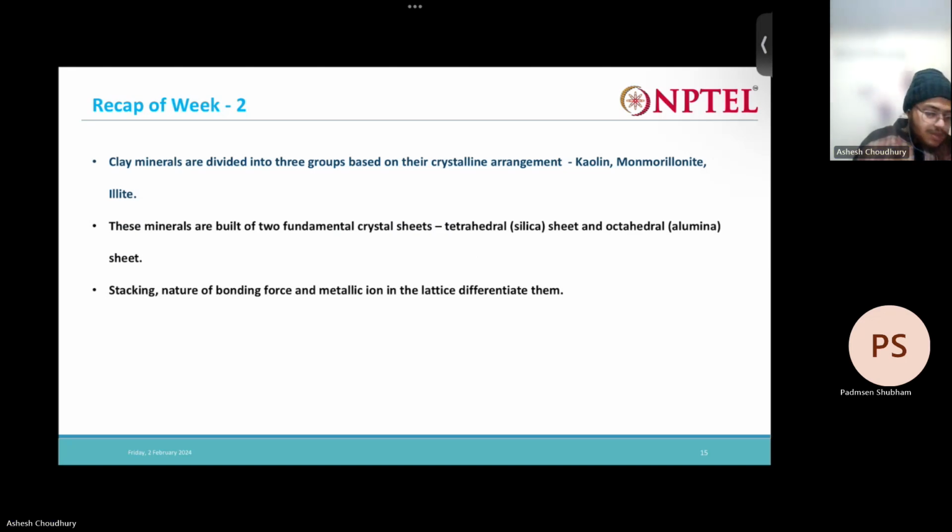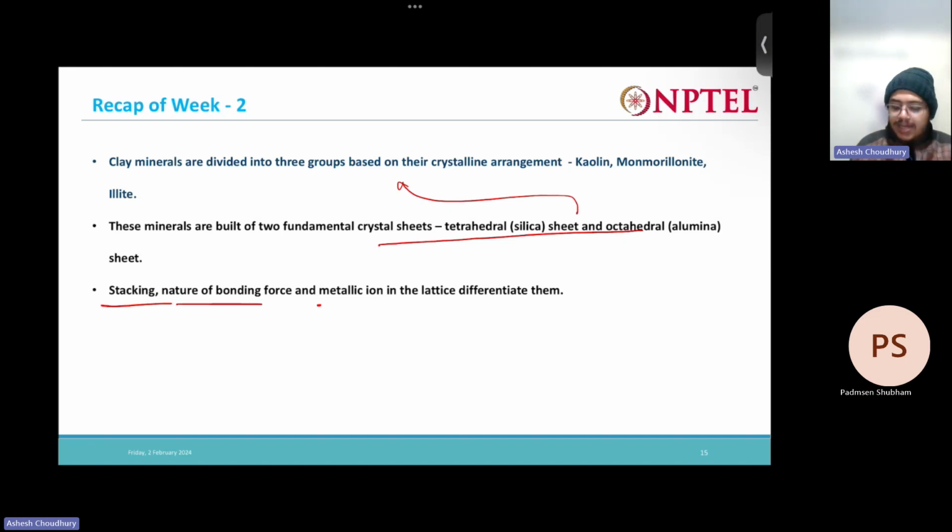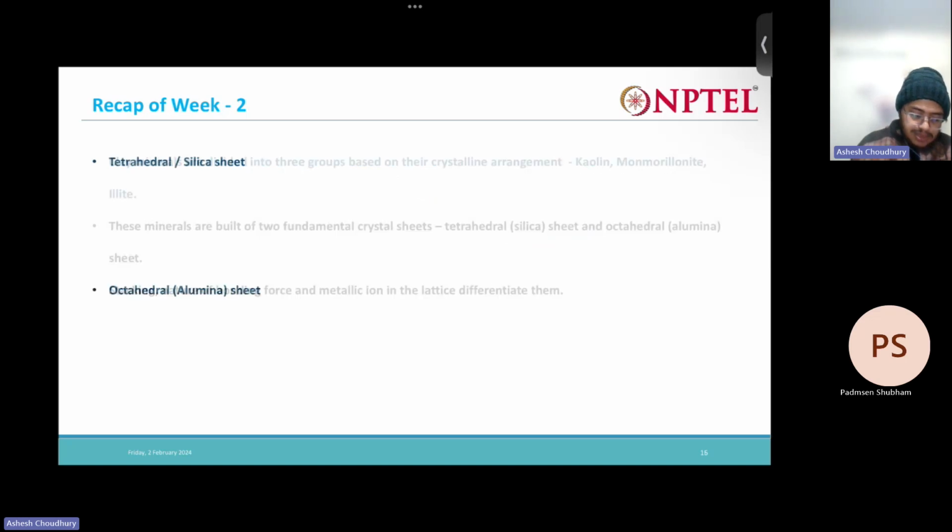Understood? So the arrangement of these crystal sheets actually forms the minerals. The stacking, nature of bonding, and metallic ion in the lattice differentiate them. I hope this is clear. If you have gone through the lectures in the class, I think that was clear.